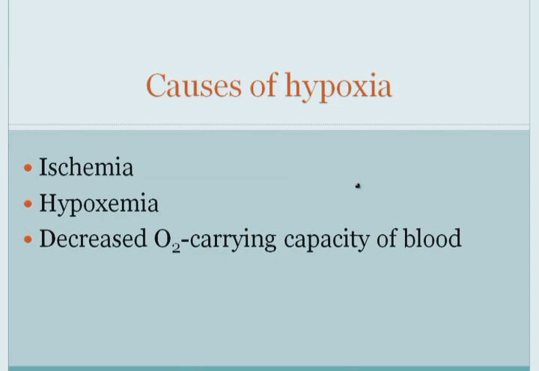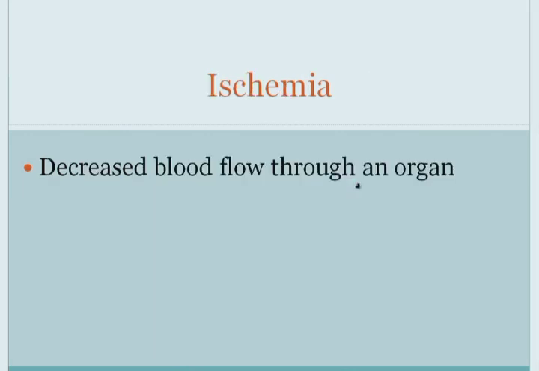Okay, so the next discussion would be, what are the causes of hypoxia? Broadly speaking, there are three major causes of hypoxia. The first is ischemia, the second is hypoxemia, and the third is a decreased O2 carrying capacity of the blood. We'll actually elaborate on each of these in the next few slides. So let's start with ischemia.